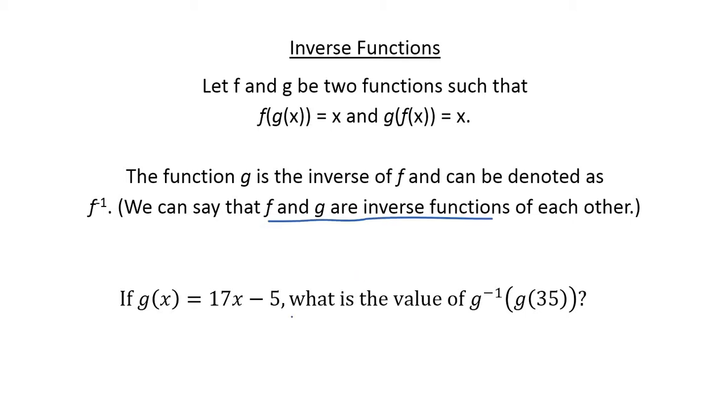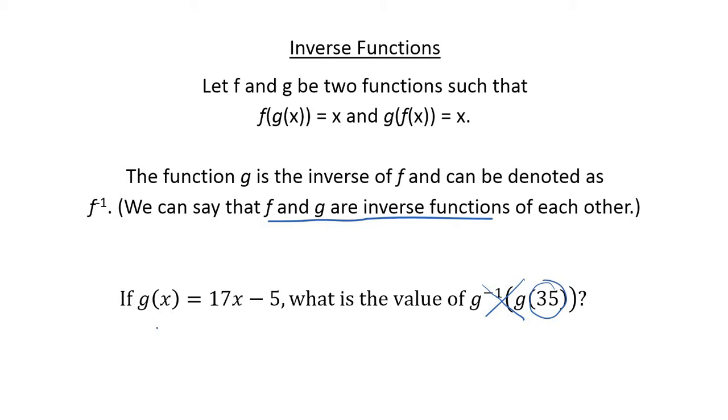Okay? Well, that gives a special property. Let's say we've got this function g of x equals 17x minus 5. What is the value of the inverse of g composed with g of 35? Well, notice I don't even know what the inverse of g is. We could find that. We're going to do that here in a few minutes. But it doesn't even matter. A function and its inverse composed with each other wipe each other out, and you get 35.